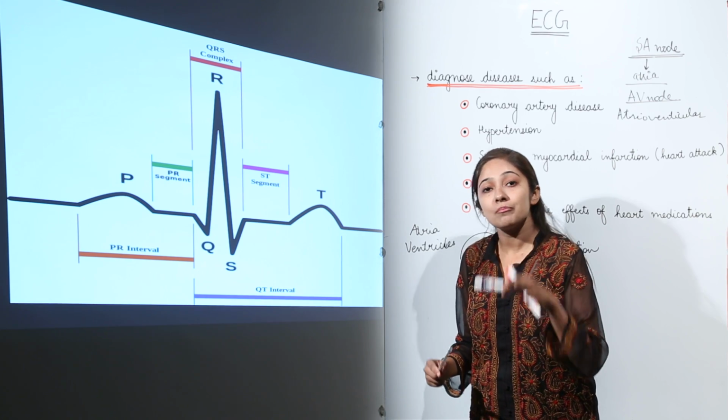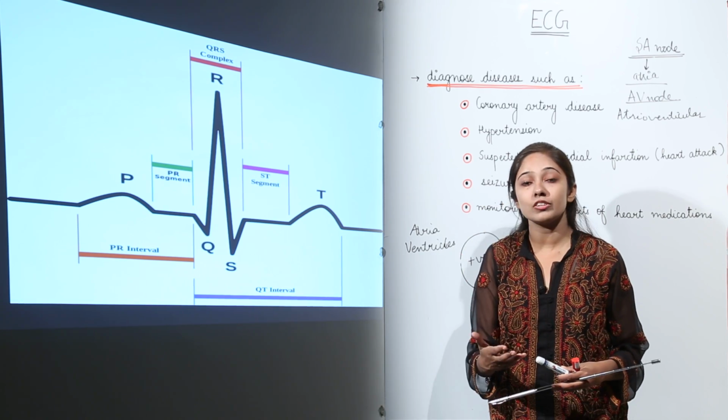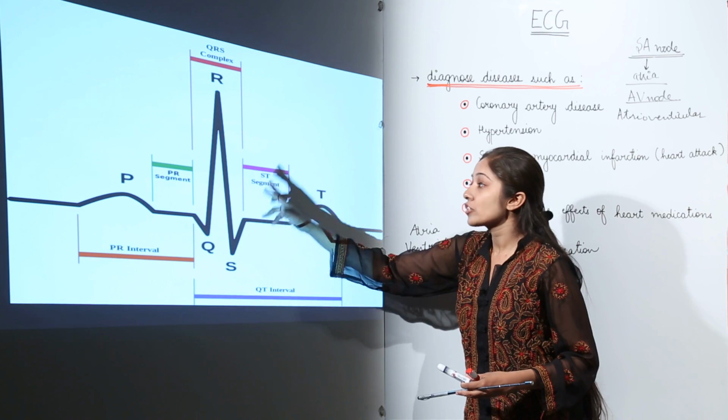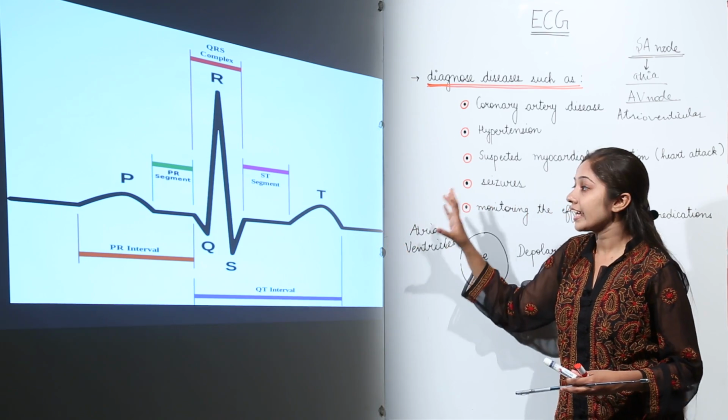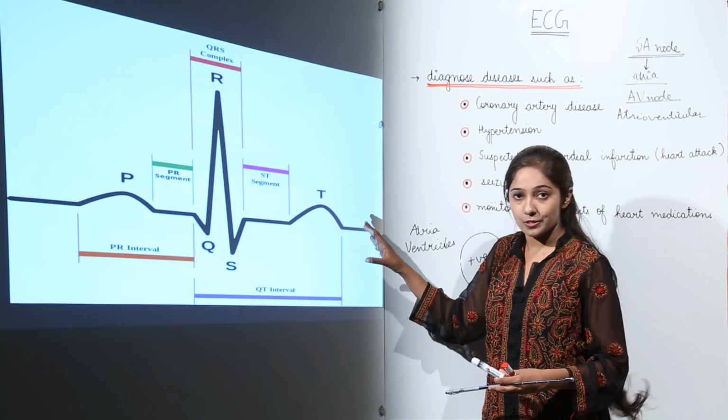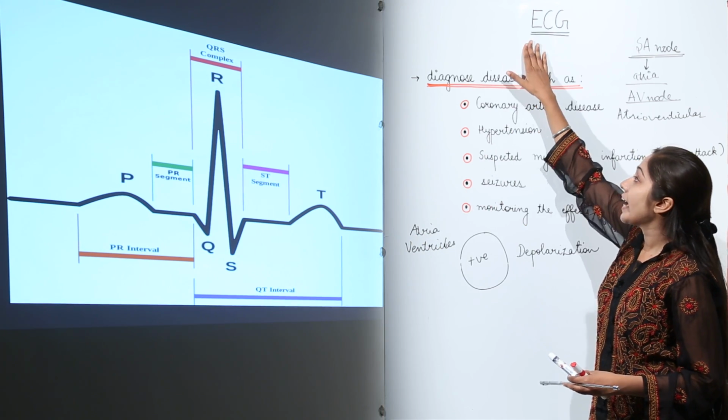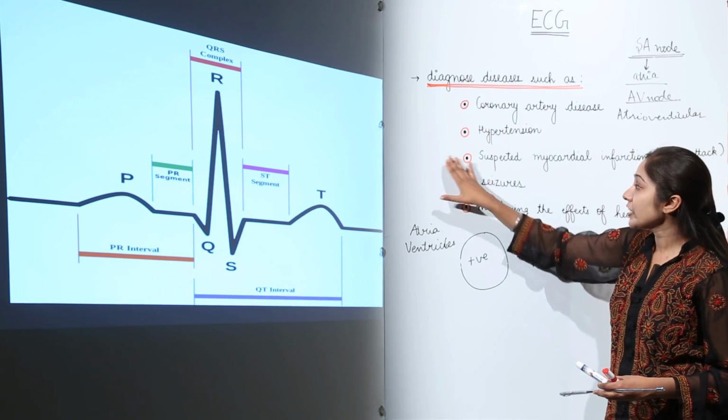But if there is any abnormality in the functioning of the heart, then you cannot see such a wave graph. This electrocardiograph actually changes. So this is how an ECG works. These are the applications of ECG.